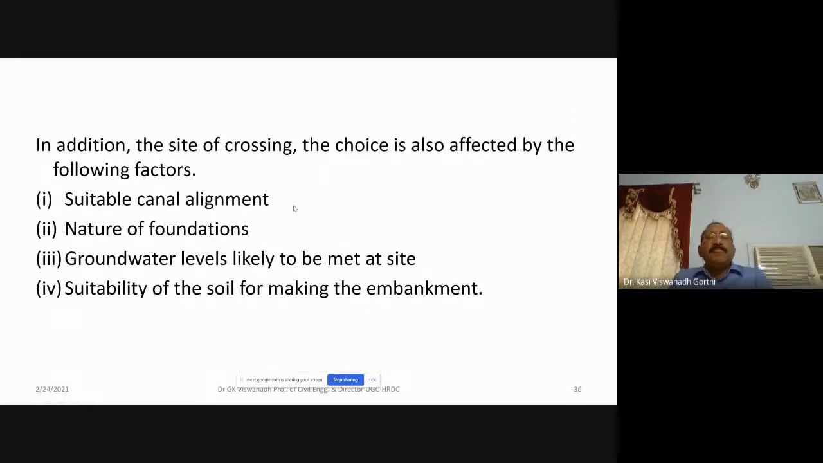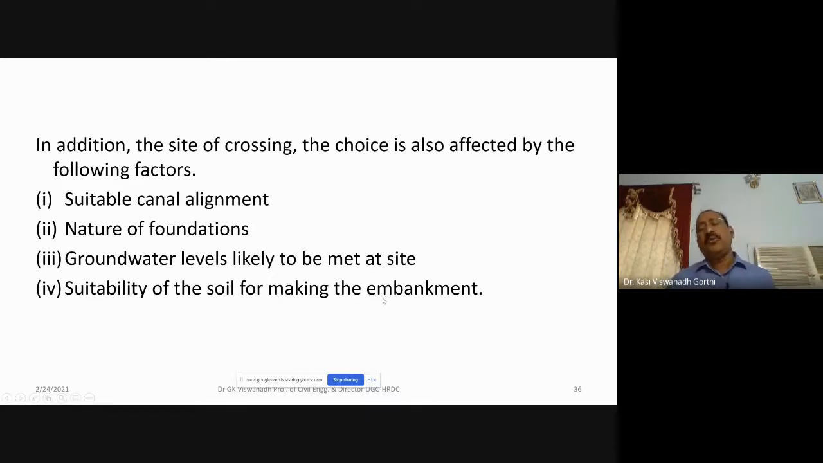In addition, the site of crossing, the choice also is affected by other factors like canal alignment, what foundation is required to be provided, and what the groundwater level is and how it is going to be increased or decreased by providing this canal at that location, and the suitability of the soil for providing the embankment. Whenever an embankment is provided, it is necessary that only locally available material should be used. Thereby, the cost of the structure will come down drastically.